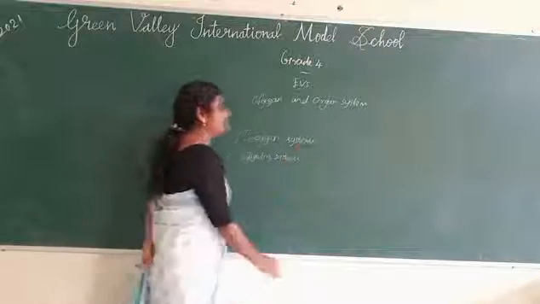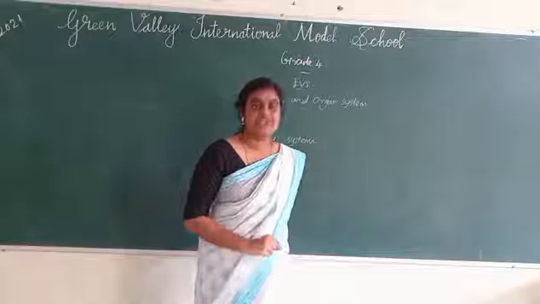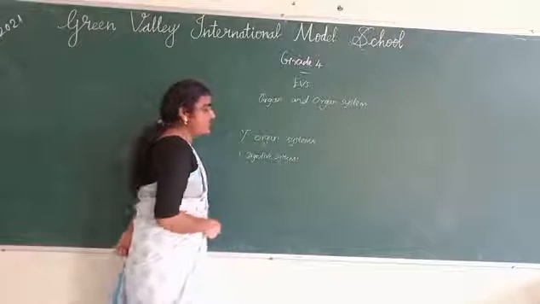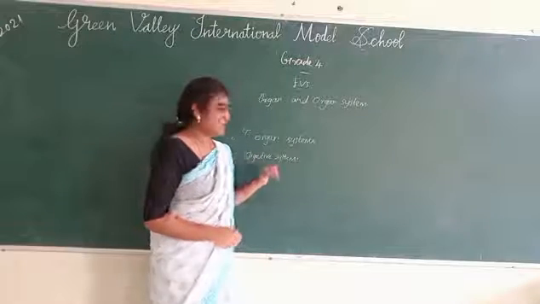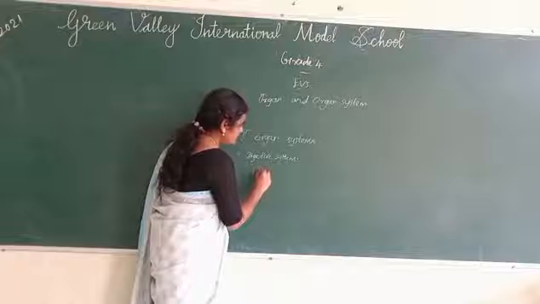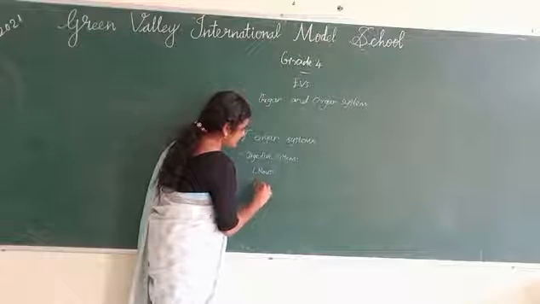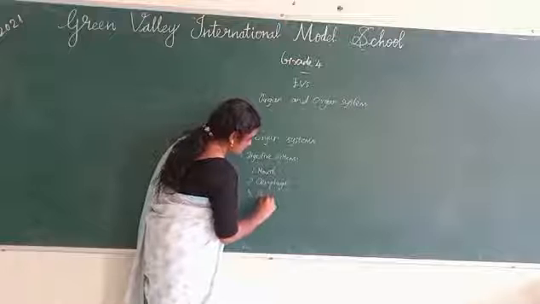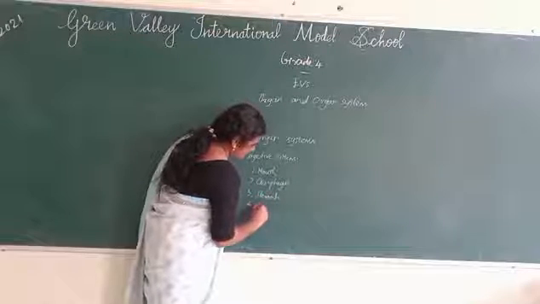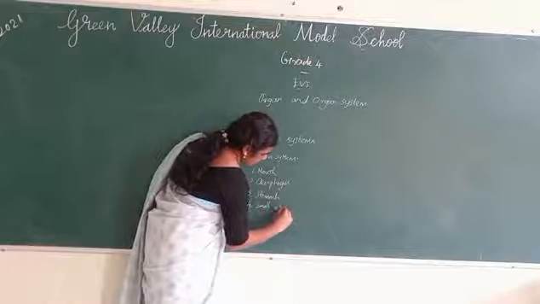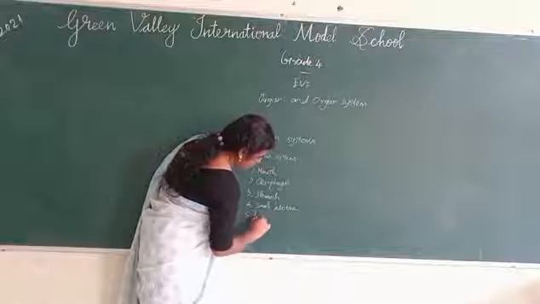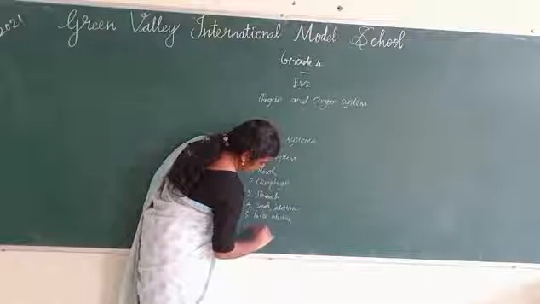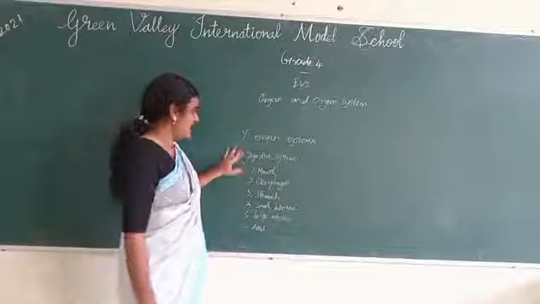This digestive system turns the food that we eat into nutrients, which it turns into energy for our body. The main parts of this digestive system are the mouth, esophagus, stomach, small intestine, large intestine, and anus. So these are the main parts of our digestive system.